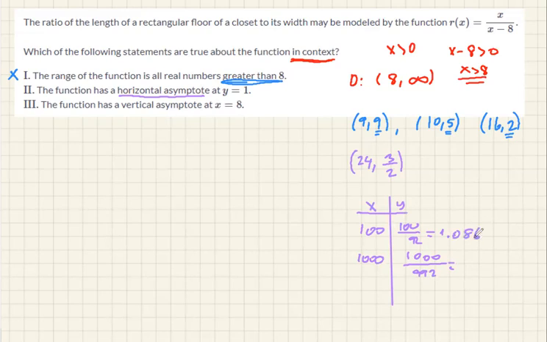If I do 1000 divided by 992, I will get 1.008 and so on. We started with 9, and we keep getting smaller values for the y values when you choose x to be larger and larger. So if you just continue this, your y value looks like it's approaching 1. That's why we say that's the asymptote.